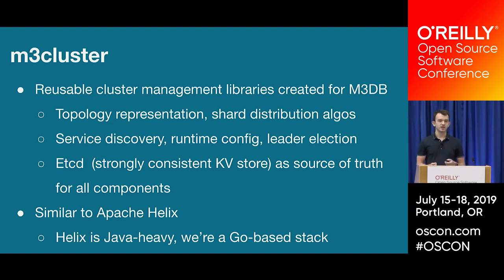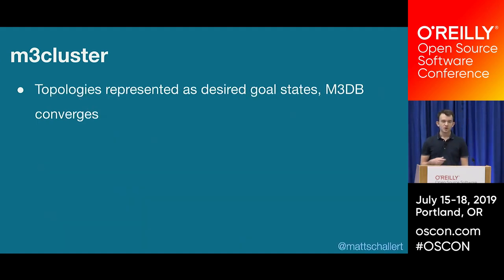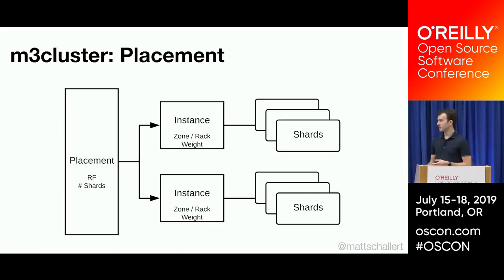M3 Cluster shares a lot of similarities with Apache Helix, but Apache Helix is pretty heavily cemented in Java land, and we were building this in a Go-based stack. So we wanted something that was more tightly integrated with our needs. The way that we represent these cluster topologies in M3DB is as desired states that the M3DB nodes work to converge on. So more concretely, here's what one of these cluster topologies looks like.